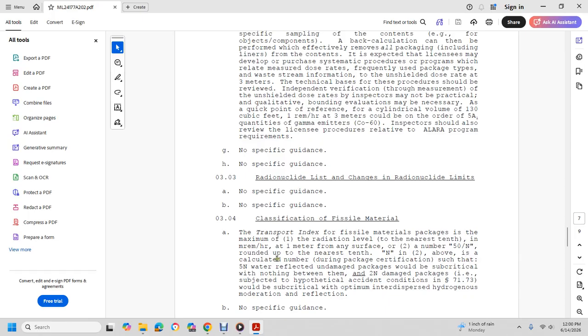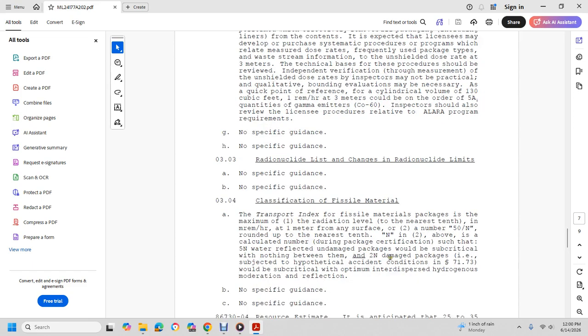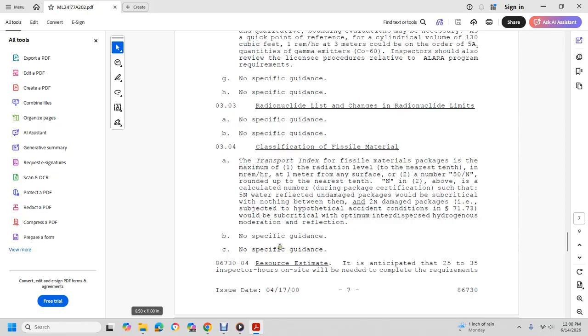During the certificate, such as the 5N water reflected, undamaged factor with the supercritical, with nothing but between them 2N damaged of the subject with the hypothetical accident condition would be subcritical, from an interspersed hydrogenous moderation reflection. No specific guidance, even no specific guidance.